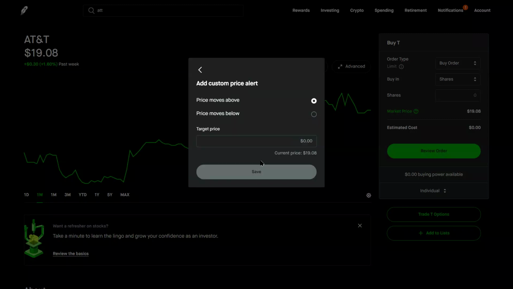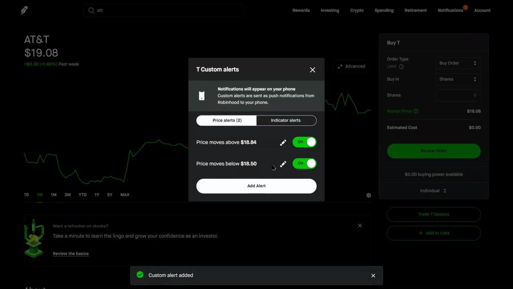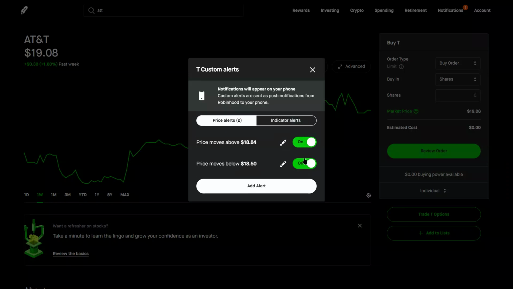So you can add as many alerts as you want. Price moves above, below. This also lets me know when a stock is tanking or when it has hit resistance. So if I would look to potentially get out of this if it went below 1850, then I'll put price below 1850. That way when that happens, I get a notification sent straight to my phone, right? So this is another thing to do that could help you.